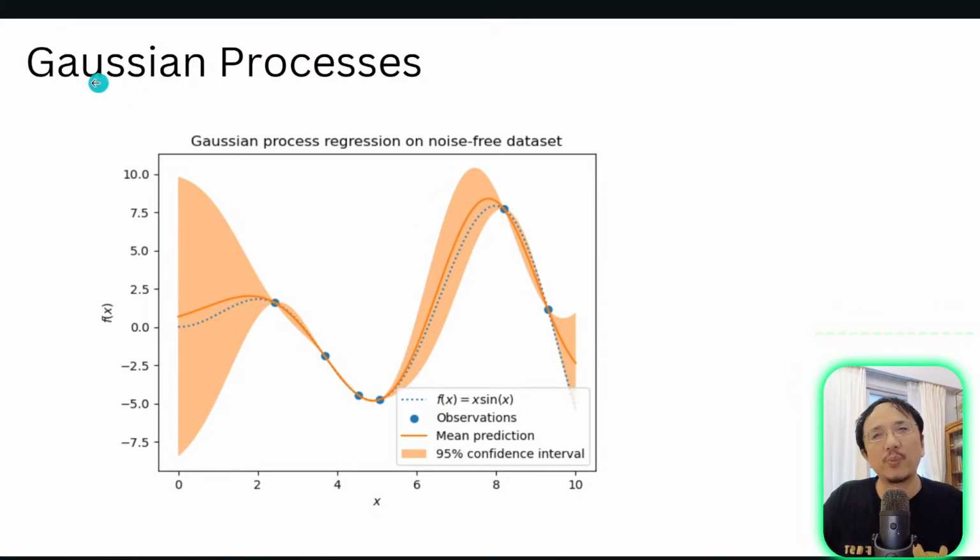That's why it is called Gaussian. Not exactly quite a Gaussian here, but you can imagine, because we are involving a lot of Gaussian distributions, the prediction at each x is a Gaussian distribution. The mean of this Gaussian distribution is indicated by the red curve, and we have a 95% confidence interval indicated by this orange band. So this is a Gaussian process.